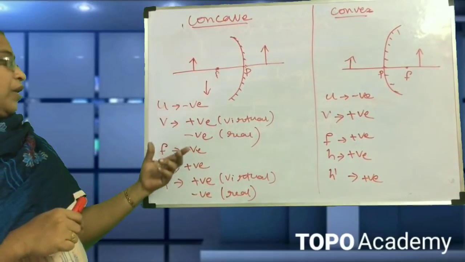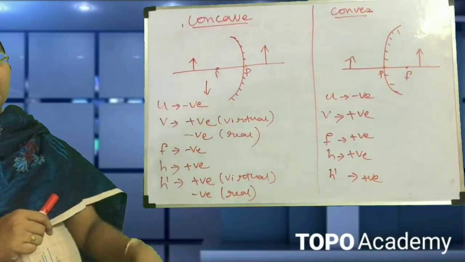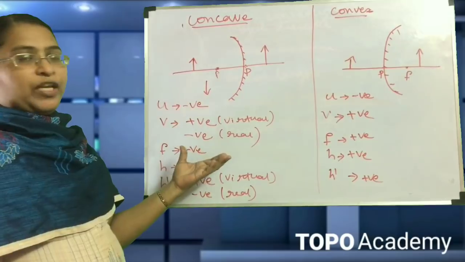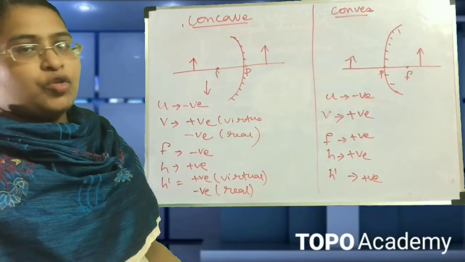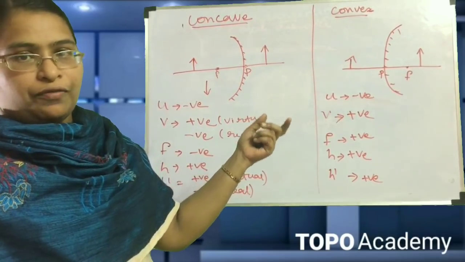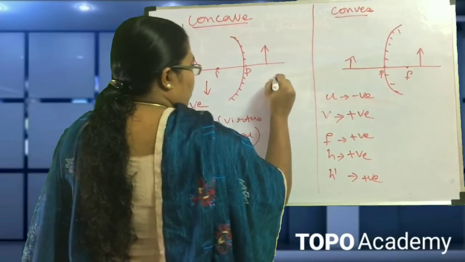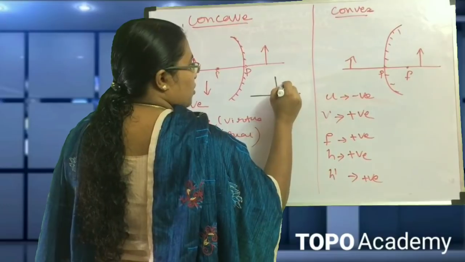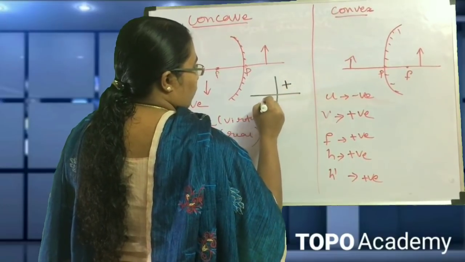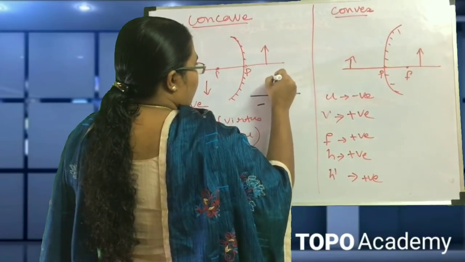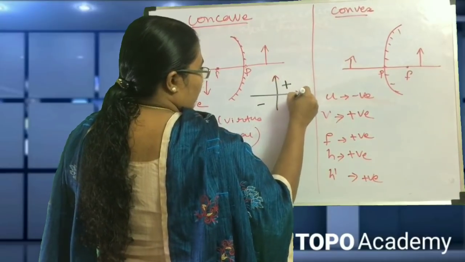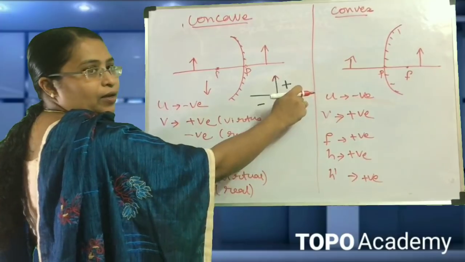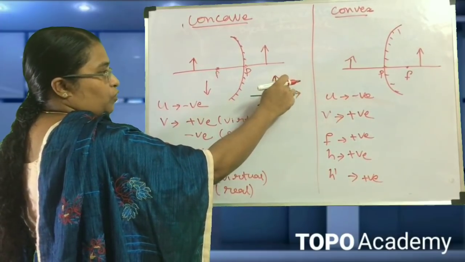So these are the signs for U, V, F and H dash in case of concave mirror and convex mirror. These signs are very important for doing the problems. To memorize this easily, I will just draw a figure. So we can draw two quadrants. This is the positive quadrant and this is the negative quadrant. This is the upward direction and this is the rightward direction. So the measurements in the upward direction and the rightward direction we are taking as positive.